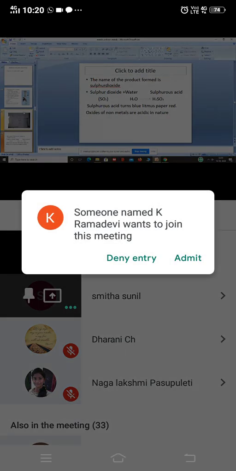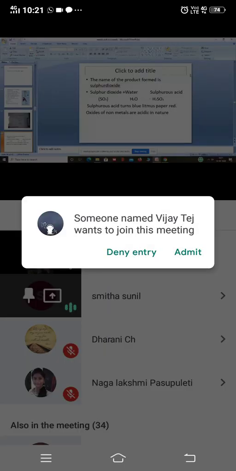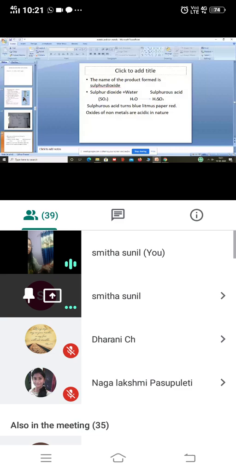So this was the equation for that, sulfur dioxide. When you heat sulfur, what is formed? Sulfur dioxide is the gas that is formed, and when you mix sulfur dioxide with water, sulfurous acid is formed. So this is an acid. The acid does what? It turns blue litmus red.